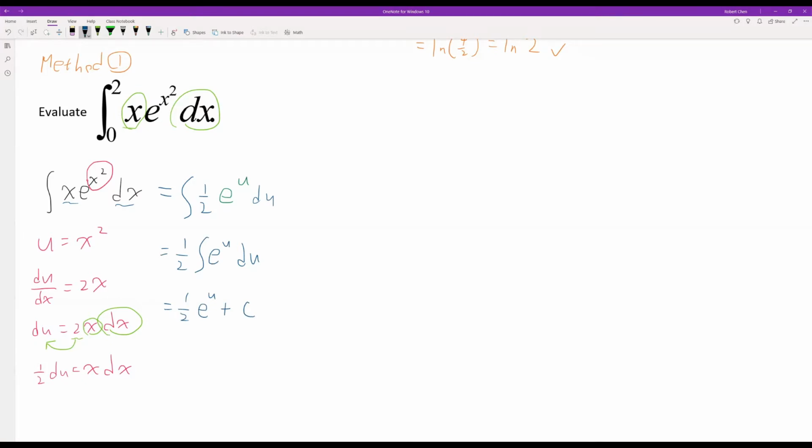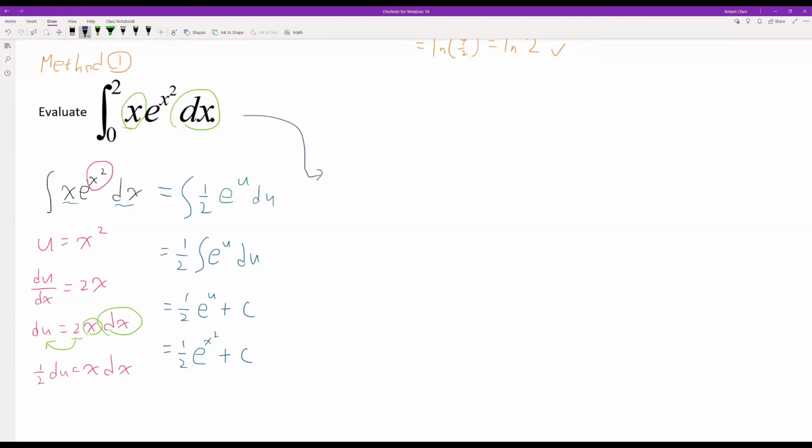But keep in mind that when we are evaluating a definite integral, we can drop the plus c. All right, so we have everything we need. Actually, this is the first method, so we have to do reverse substitution. Right, so e to the power of u is now e to the power of x squared plus c. Okay, now we can go ahead and evaluate the definite integral.